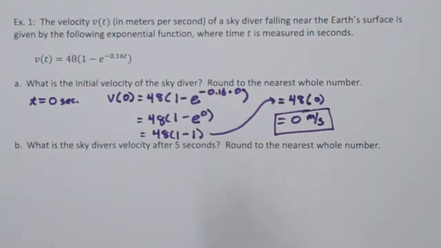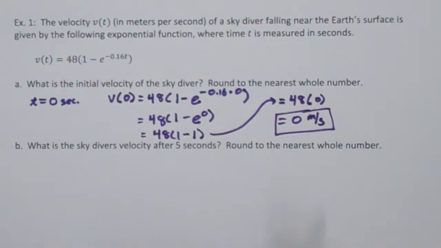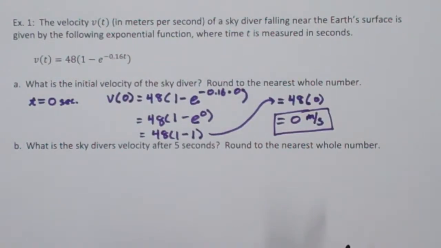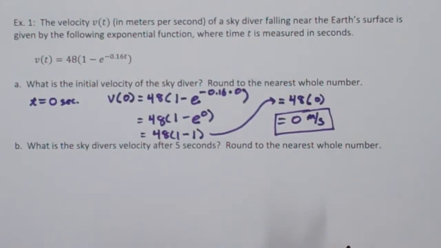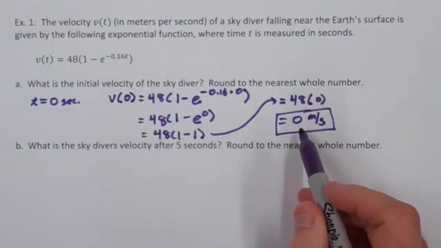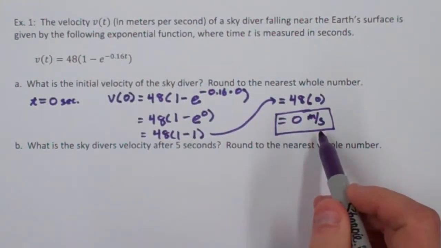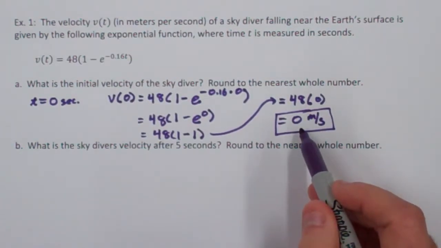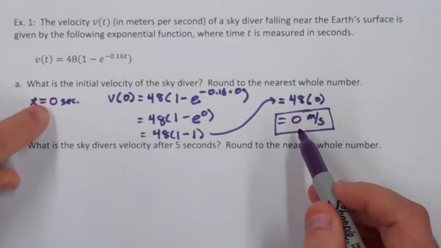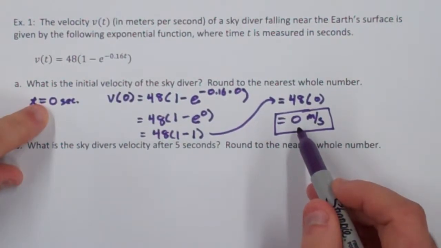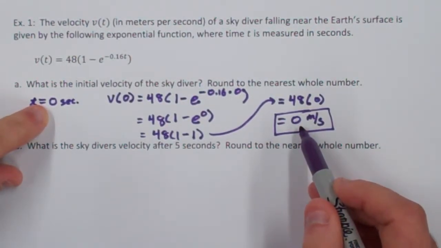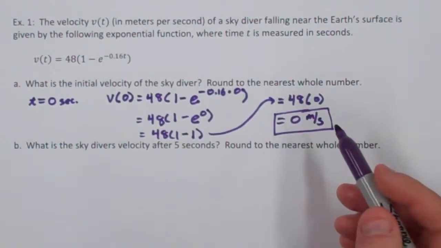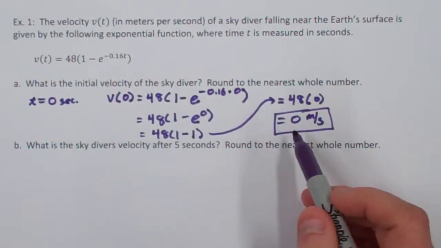Now, when you're doing these word problems, or modeling problems or real life problems, you want to check to make sure that your answer is reasonable. If we got 8 million meters per second here, well, that would be just ridiculous. So this answer, though, is very reasonable at 0 seconds. So at the start of the dive, you wouldn't be going any speed. Like at the split second you just left the airplane or whatever you're jumping out of. So that does make sense.